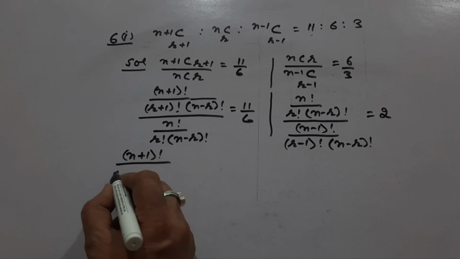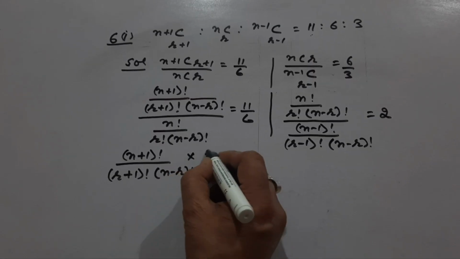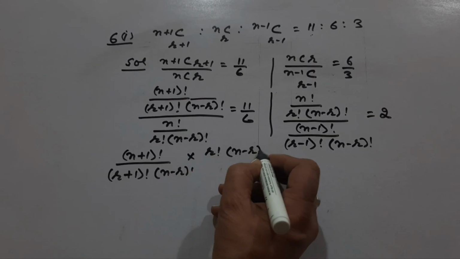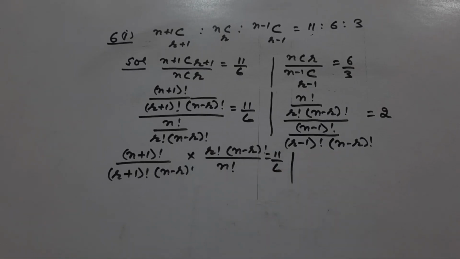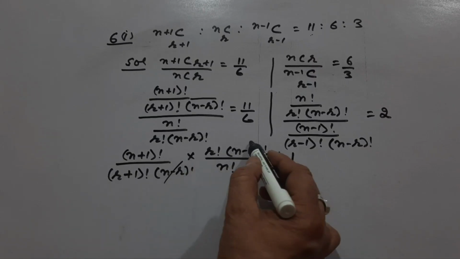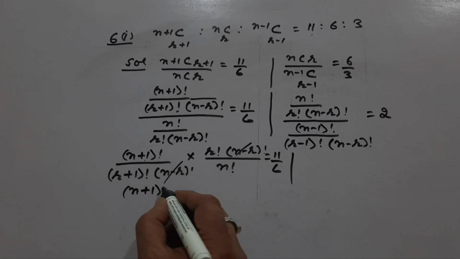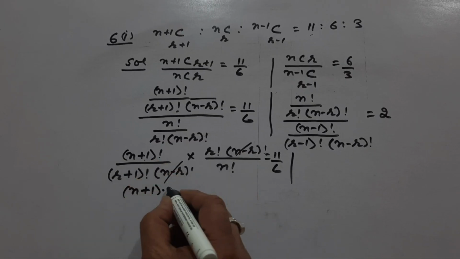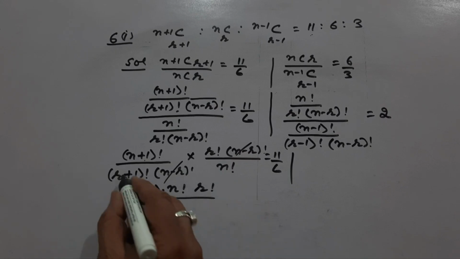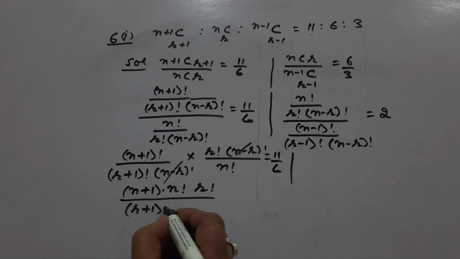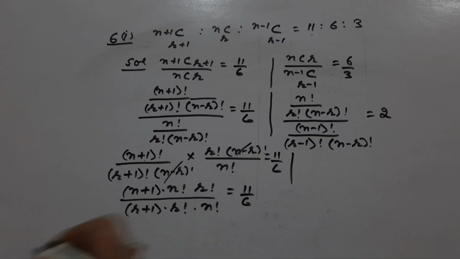(n+1)! / ((n-r)! r!) times (n-r)!... upon n! equal to 11 by 6. Now solving it, cancelling these two. Now here we have n plus 1 and here we have n. So solving n plus 1 factorial, we can write n plus 1 into n factorial into r factorial, and we can write r plus 1 factorial as r plus 1 into r factorial into n factorial, 11 by 6.